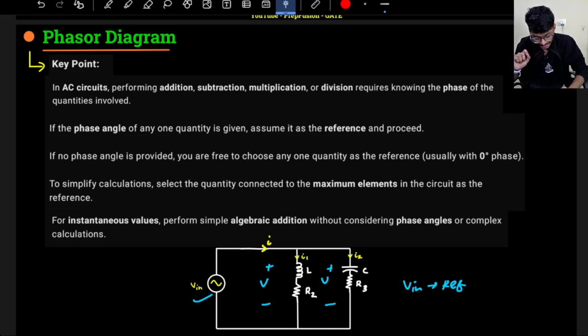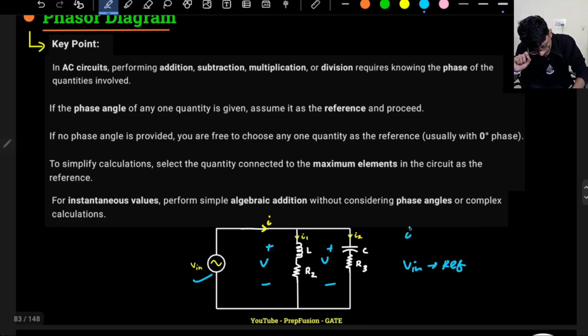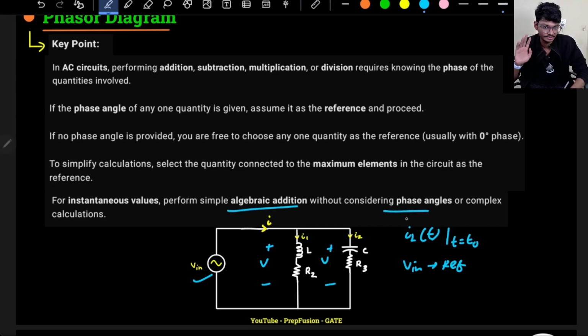Instantaneous value means the value of I2 at some particular time t, at t equals t naught. For that, you don't need any phasor knowledge, just simple algebraic KCL, algebraic addition, that's it. You don't need complex calculations. But if you want to write the current I as a function of sine or cosine, then you have to write the phasor quantity. For an instant of time there is no problem, you can use algebraic addition. But for a particular sinusoid, if you want to write the voltage or current in terms of a sinusoid, then you have to do phasor addition.